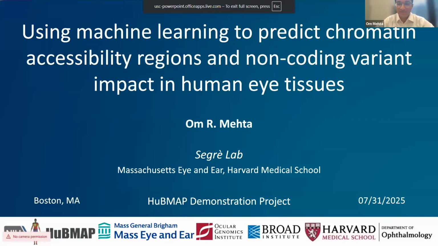Good afternoon, everyone. My name is Mehta, and I'm a rising senior at UMass Amherst. Today, I'm excited to share our work on using machine learning to predict chromatin accessibility regions and non-coding variant impact in human eye tissues. This work was done at the Segre Lab at Mass Eye.